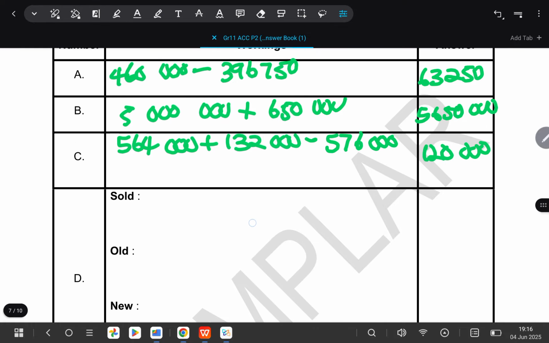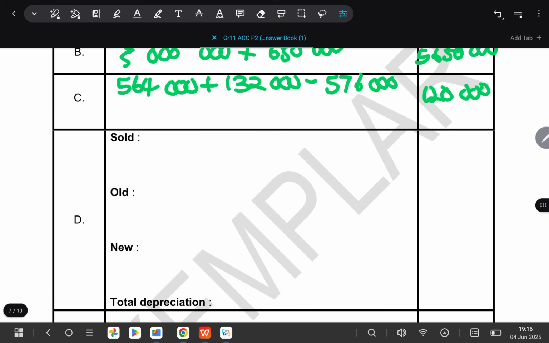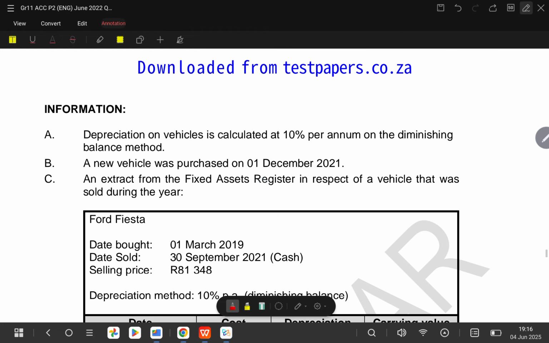Then we can go to our information about our depreciation. So in terms of our depreciation, remember, you need to have old, sold, new. Okay, so very important for us to know how to do this. So let's see how we are going to work this out. So let's start with the new one. Now you will be controlled by your information in terms of what they're saying to you. The new one here, they're saying that depreciation on vehicles is calculated at 10% per annum on diminishing balance method. So meaning that you're going to calculate on the carrying value. And then they are saying that a new vehicle was purchased on the 1st of December. So because our year ends in February, it means this new vehicle was with us for December, January, and February.